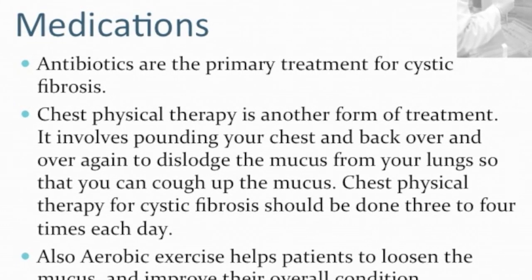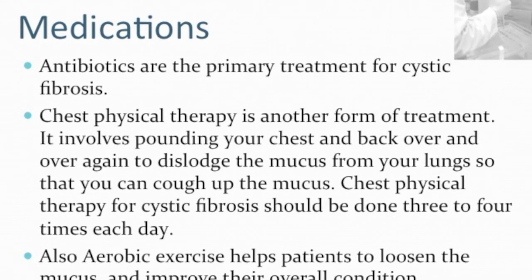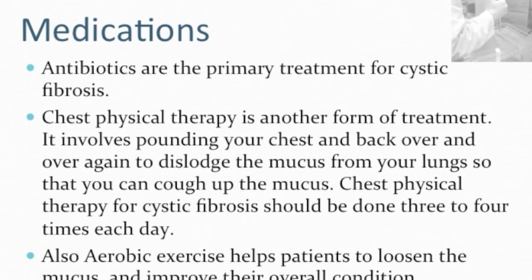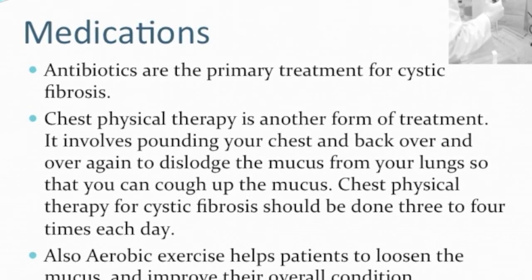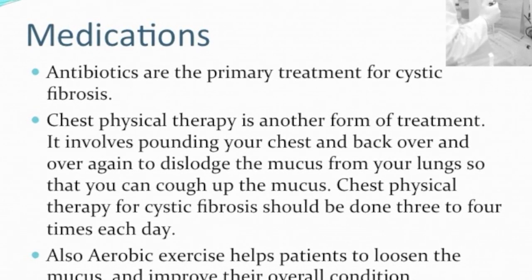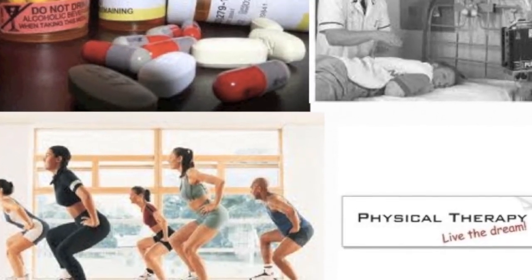Antibiotics are the primary treatment for cystic fibrosis. There is also chest physical therapy, which is another form of treatment. It involves pounding your chest and back to dislodge the mucus from your lungs so that you can cough up the mucus. Also, aerobic exercise helps patients to loosen mucus and improve their overall condition.